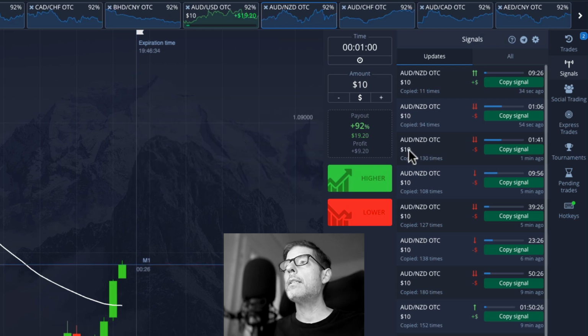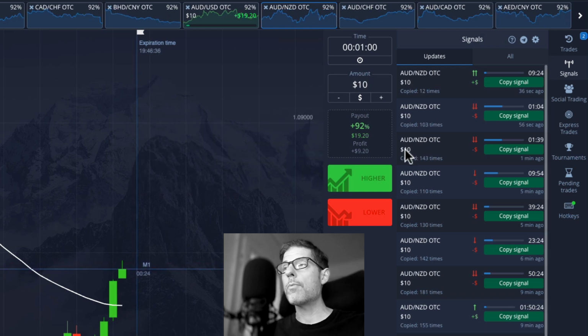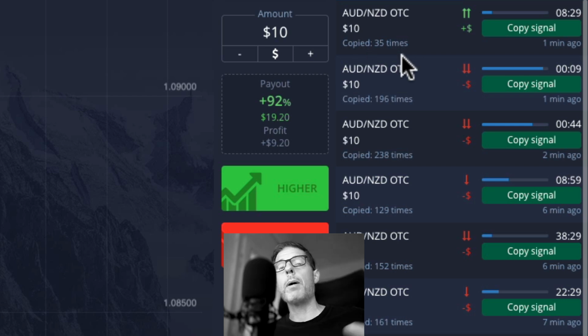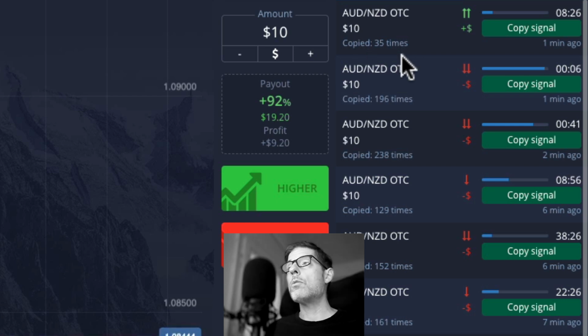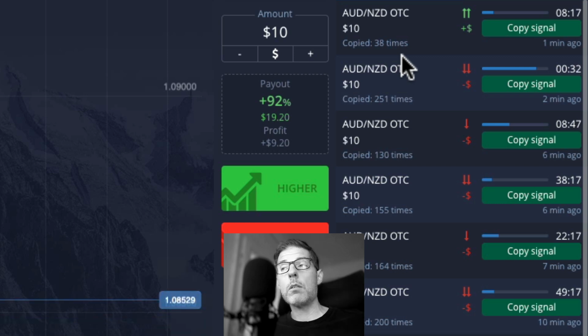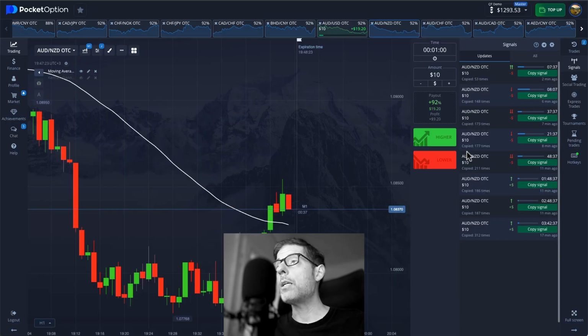All right, underneath the dollar amount for the trade is the number of Pocket Option members that have also copied this signal. So for this one right here, this has been copied 172 times. So if you want to jump on board, maybe you could use this as what they call social proof. I guess if a lot of people copy this signal, maybe that would mean that it's a good signal, but I don't know. So that's what that means right there.